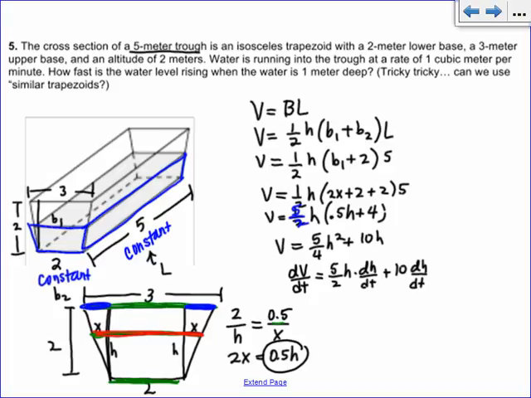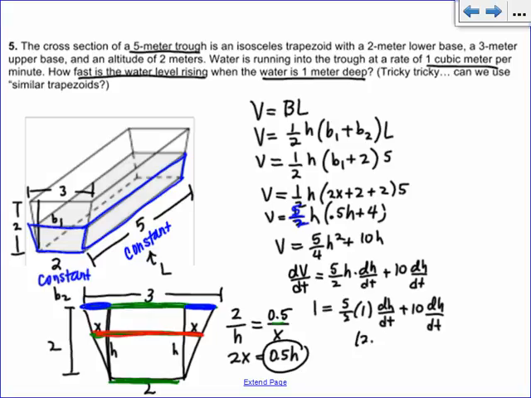All right, now we just plug everything in. So it says, how fast is the water level rising when the water is 1 meter deep? Okay, so what did I have? The dV over dt was 1 cubic meter per minute. So I have 1 equals 5 over 2 times 1 times dh over dt, plus 10 dh over dt. So I can add those together. I have 5 over 2 plus 10 gives me 12.5 dh over dt. Or I could have pulled out the dh over dt if you wanted as well.